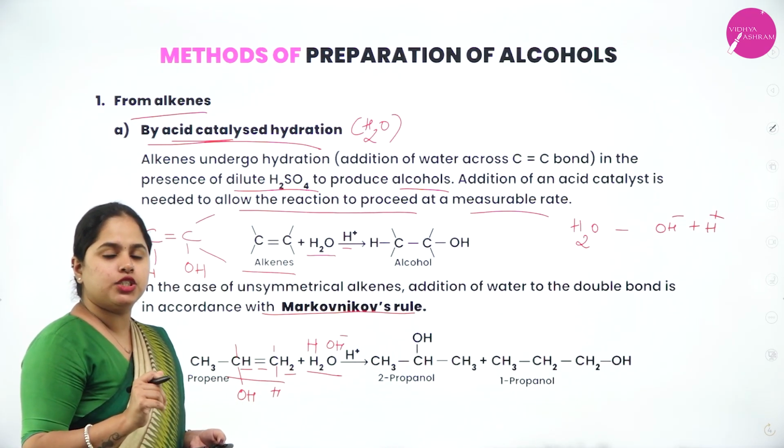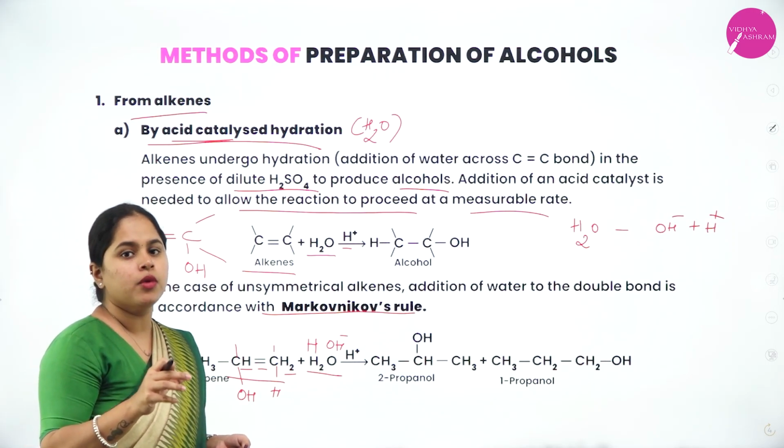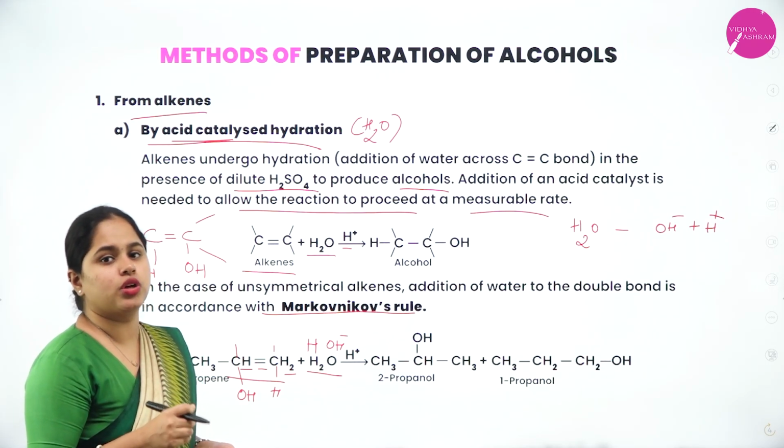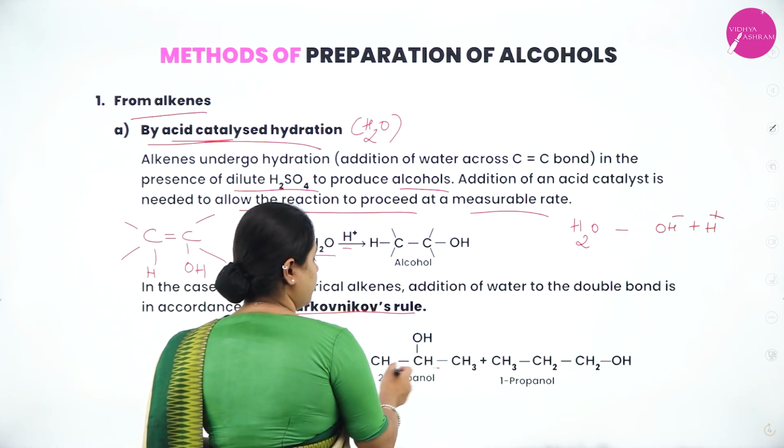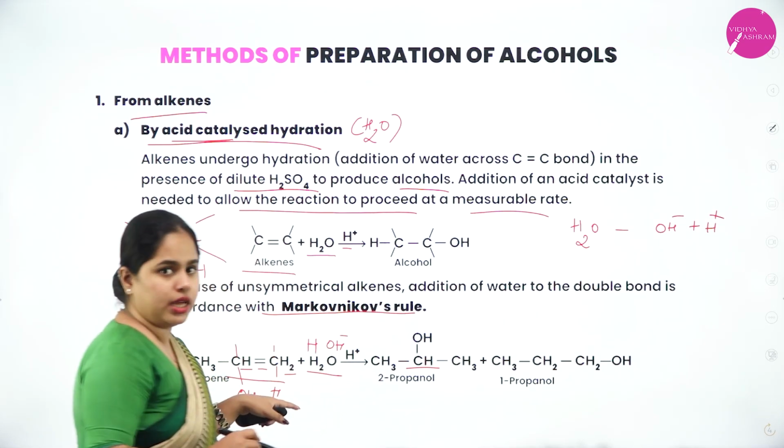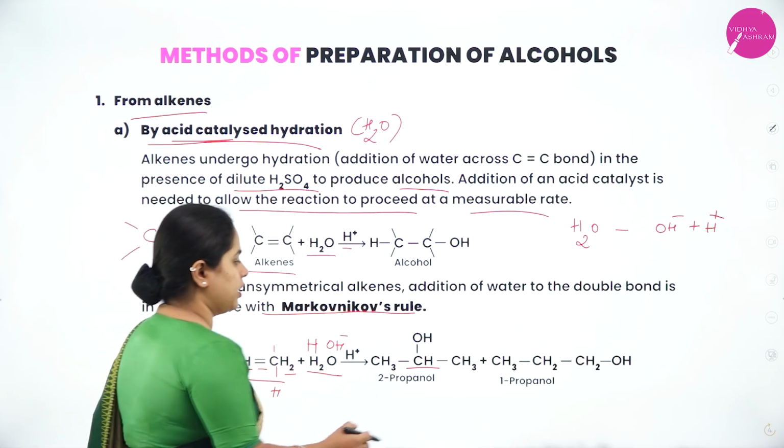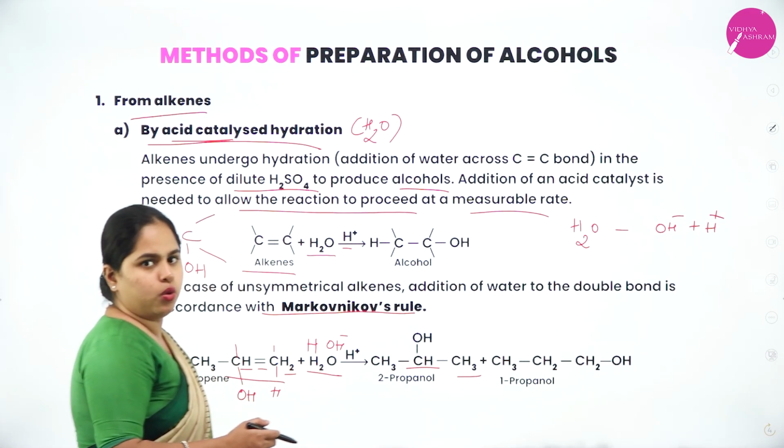So which will be the major product? The hydroxyl group or the OH minus will be attached to the carbon atom having lesser number of hydrogen atoms. So the other hydrogen atom will be added to the other carbon atom. You will get the CH3 there. So I hope it is clear.